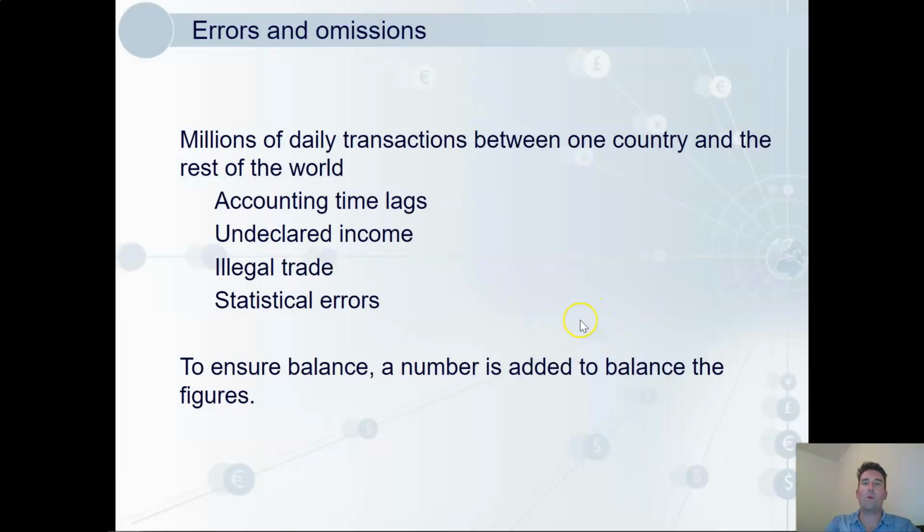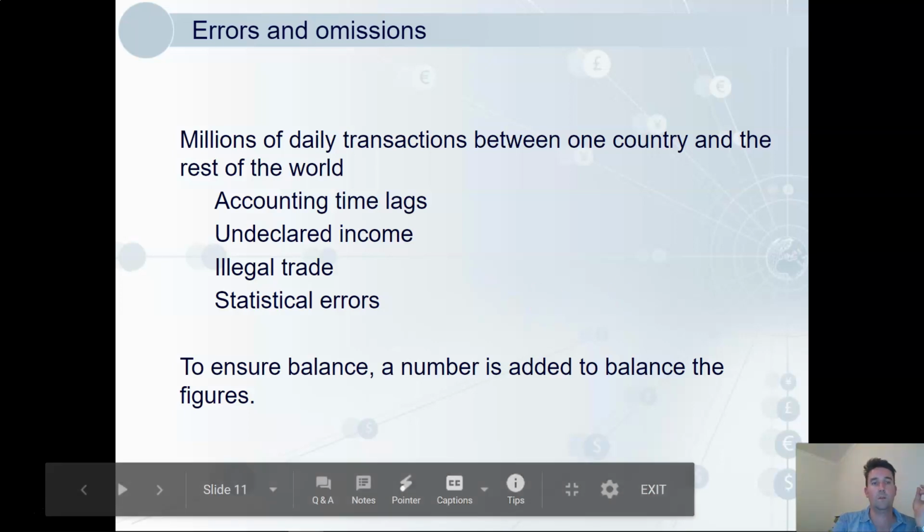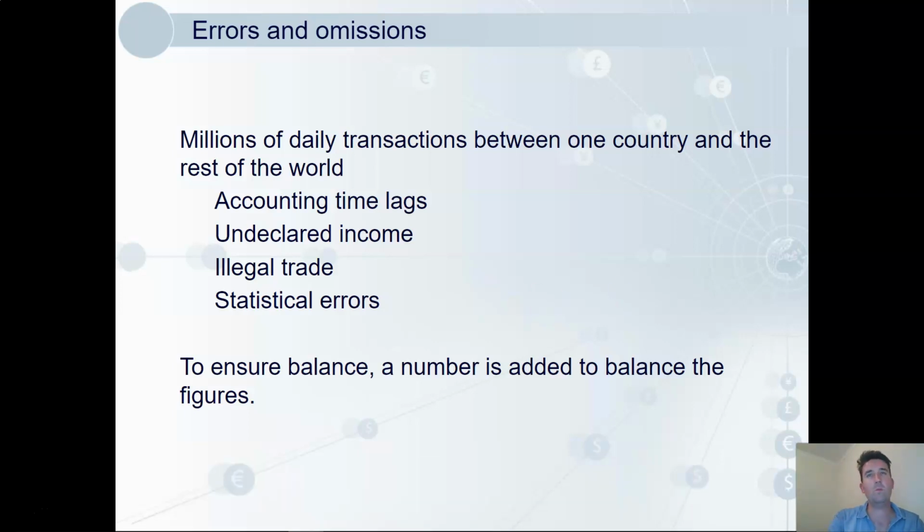Lastly, there is an item called errors and omissions, which is not found in any of the accounts. This accounts for the vast movement of money and the ways in which this may not be recorded. This could be just due to innocent time lags in reporting of transactions, or could be due to individuals and businesses not declaring all the transactions that they are involved in. To get the balance, which we know must be there, a number is added to ensure that the balance exists. We call that errors and omissions.